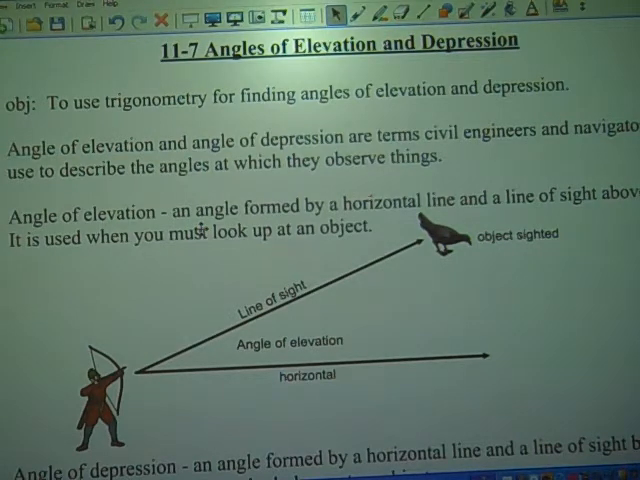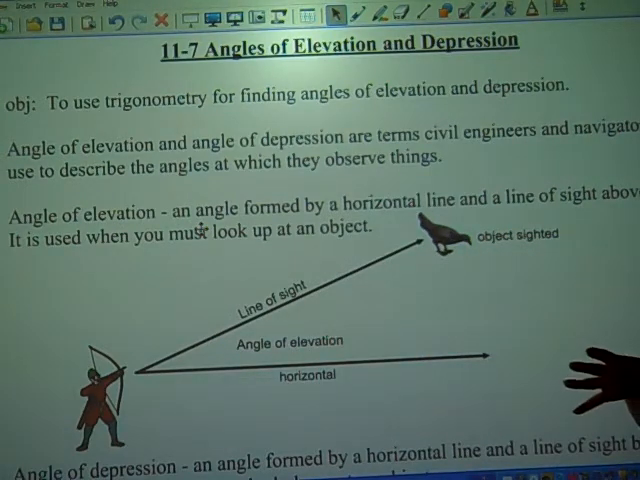So the first thing you need to understand is angles of elevation and depression. Angle of elevation and angle of depression are terms civil engineers and navigators use to describe the angles at which they observe things. So angle of elevation is an angle formed by a horizontal line and a line of sight above it. And it's used when you must look up at an object. So I give you a picture here so that you have an idea.